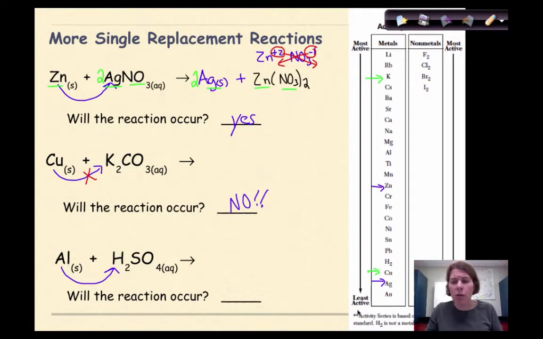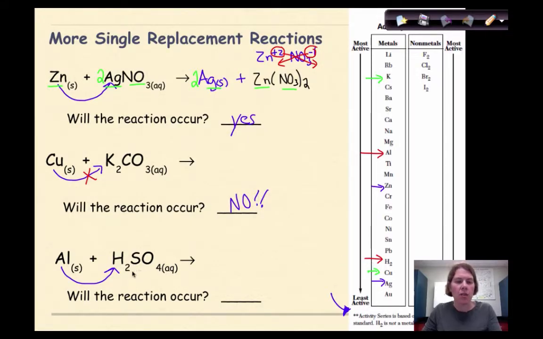This is very true, but remember, on these charts, you always want to look if they include a little asterisk or a double asterisk, because usually that's pretty important information. So if we look down here, it says activity series is based on the hydrogen standard. H2 is not a metal. They're specifically pointing that out. Let's look at where everything's located on this list. All right, aluminum is right here and hydrogen is right here. So again, although hydrogen is not a metal, it's part of the standard that's used to organize these metals in this activity series. So can aluminum replace the hydrogen? Yes, it can.